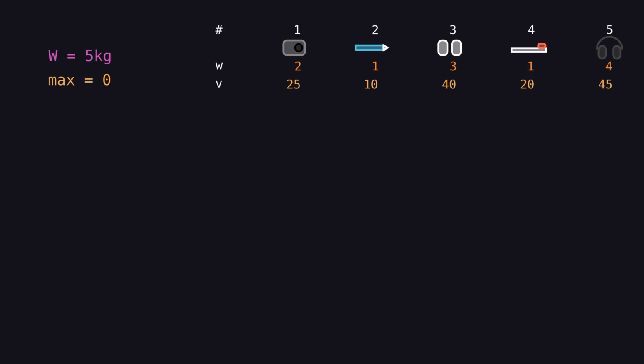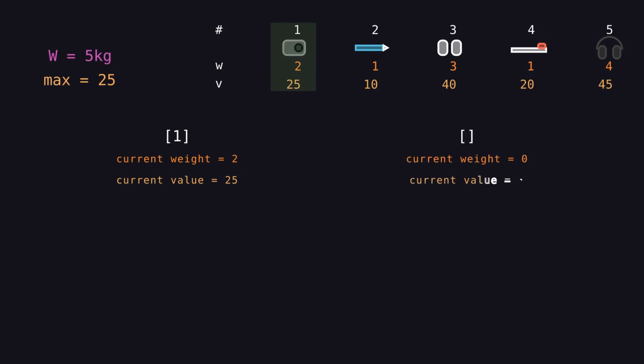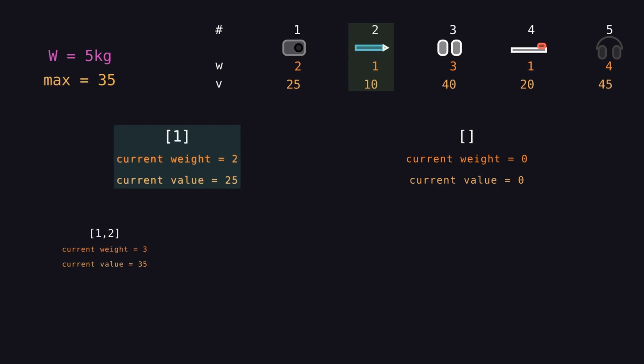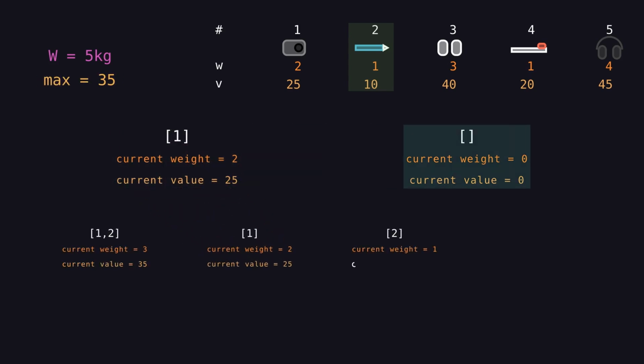We would consider each item one by one, and for each item, we can either take this item or leave this item. Keep track of the total weight and value of each combination, and also track the maximum value seen for any valid combination. Then consider the next item. For each combination, you can either add this next item or leave it too. And the same for the next item.